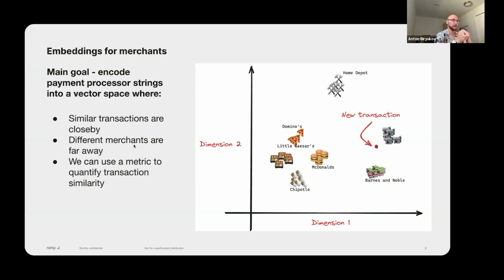So for example, in this figure, you can see that Home Depot transactions are far away from Chipotle. However, McDonald's is a little bit closer to Chipotle because they're both fast food. And then Domino's and Little Caesars really overlap because they both sell pizza. Another property is that we can use these vectors in the embedding space and apply some common distance metric to quantify the similarity between different merchants.